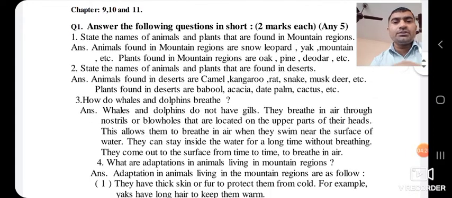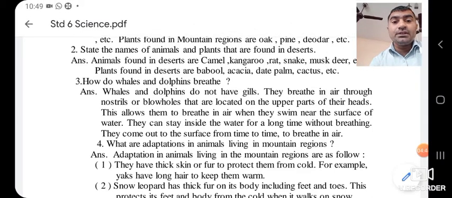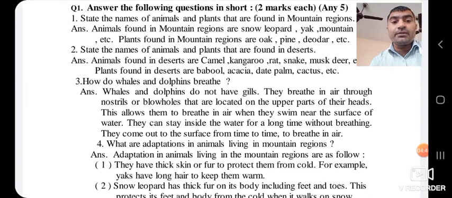Now the next question is, what are the adaptations in animals living in mountain regions? Which characteristics help them to adapt in mountain region? Adaptations in animals living in mountain regions are as follows. First, they have thick skin or fur to protect them from cold.